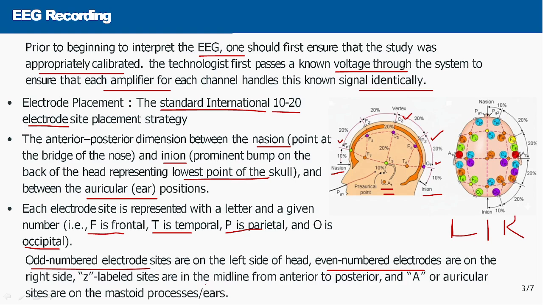Z is the label for a site at the midline. If these are the electrodes we place in the midline, you can mark here the central point, which is CZ. If this is your frontal lobe, the electrode placed in the midline is FZ. For the parietal lobe, PZ, like that, anterior to posterior. A is the auricular site, which will be placed near the ear. So these electrodes are named as such.